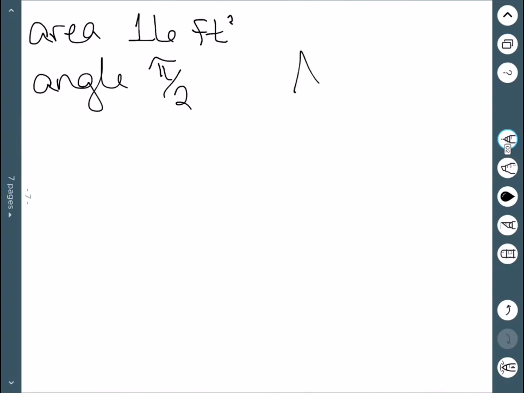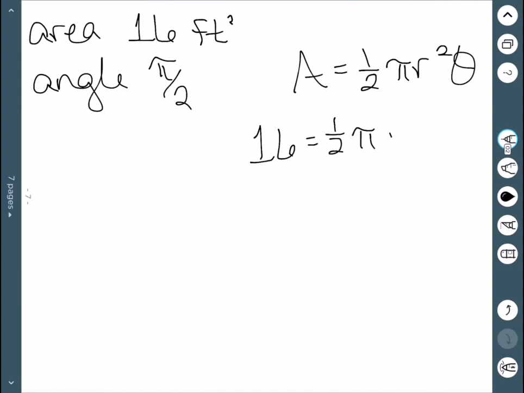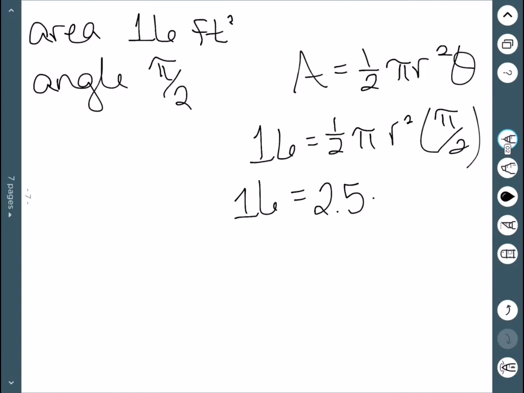This time, we know the area and the angle, and we want to find the appropriate radius. My area is 16. I don't know my radius, but I do know my angle. So we'll start by going ahead and multiplying out the right-hand side, which we have 1/2 times pi divided by 2, and that's approximately 2.5 r squared.